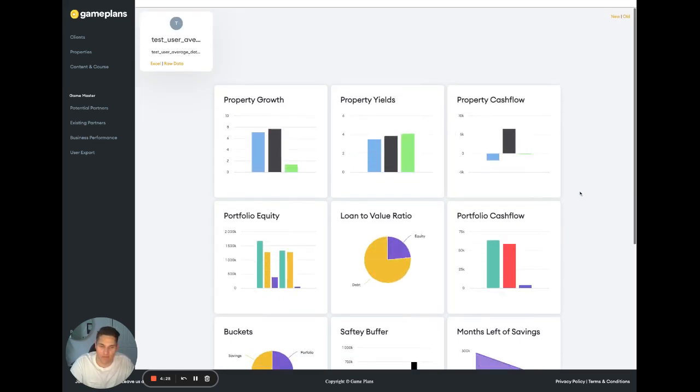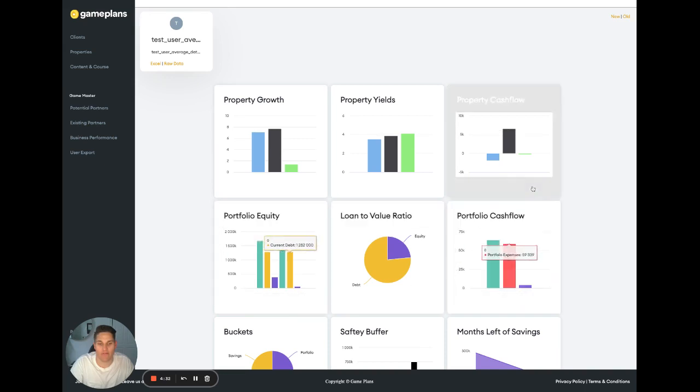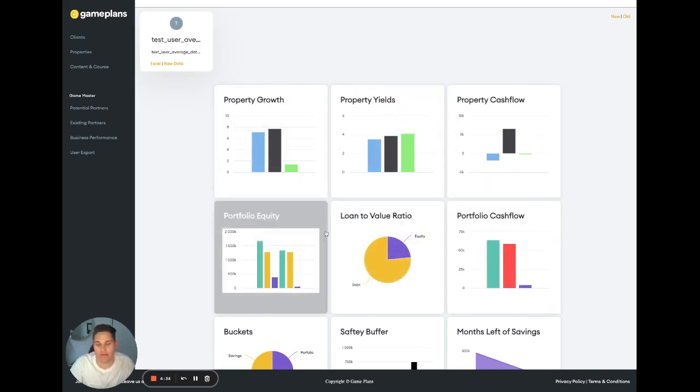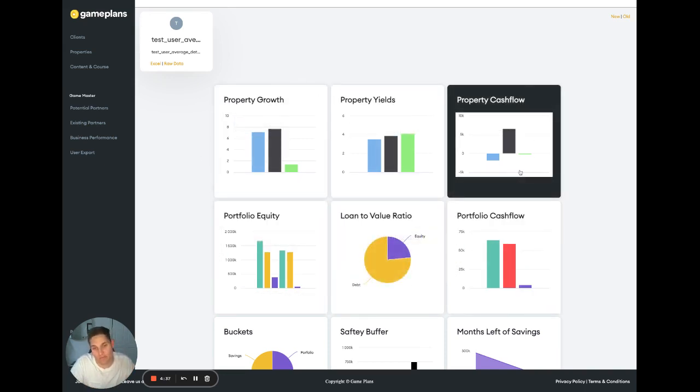So yeah, got through that pretty quickly, guys. That's how it summarizes the top level of graphs here. And as I mentioned at the start, these will only appear if you do have properties within the portfolio.